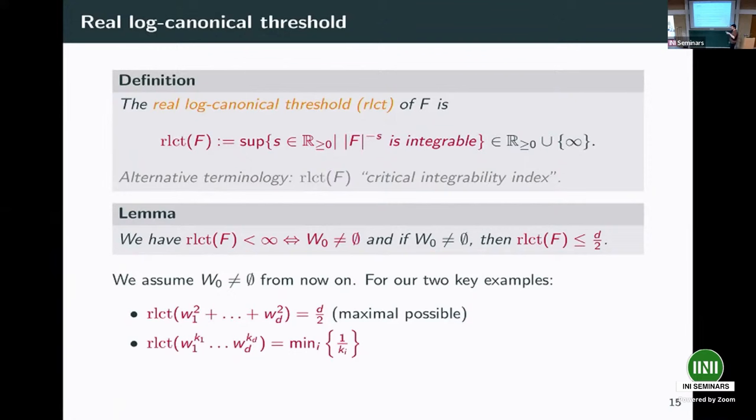That the integral of W of f to the minus s converges. And so what is happening is that when s is small, this will always be the case. And somehow, as we saw in this example, there's always an s when this breaks down.